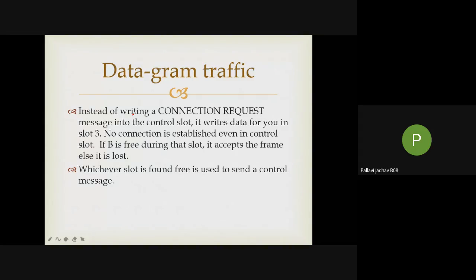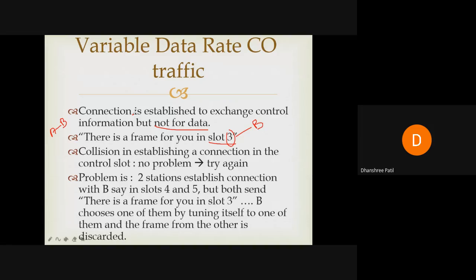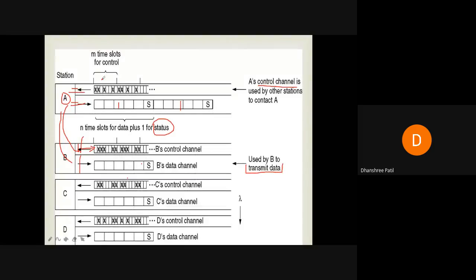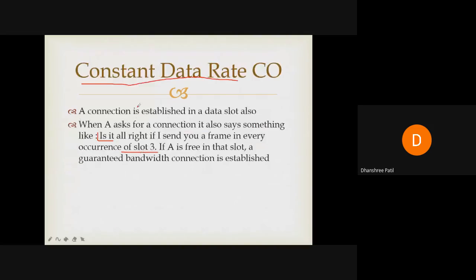Ma'am, please repeat constant data rate. This one. Okay, I'll repeat it. In constant data rate, I'll show you the diagram. In the first step, first A establishes a connection request here, and then B approves, then the communication happens. But in case of the constant data rate, what is done? A connection is established in the data slot also.